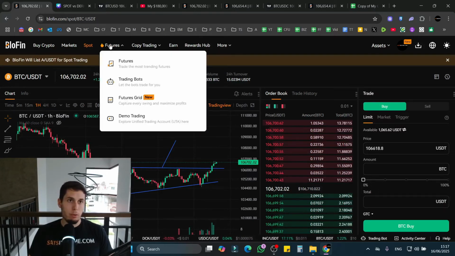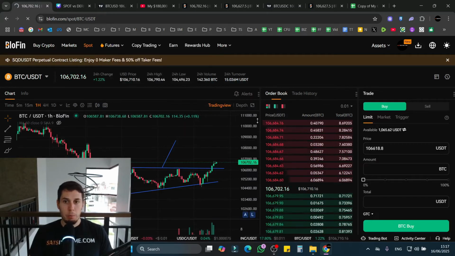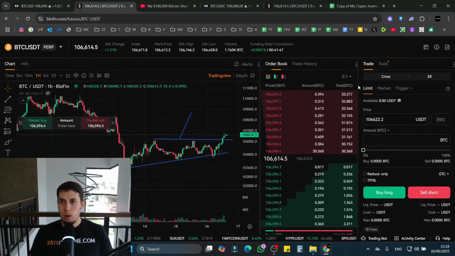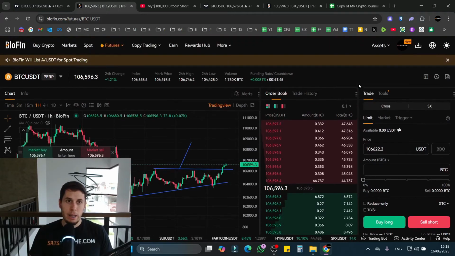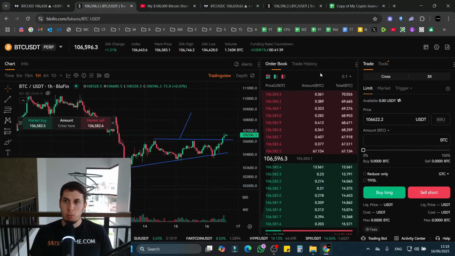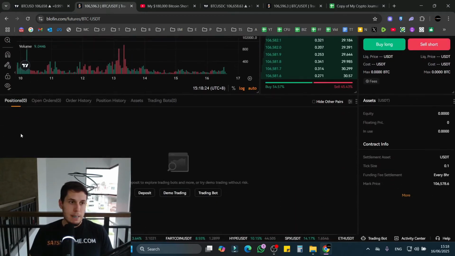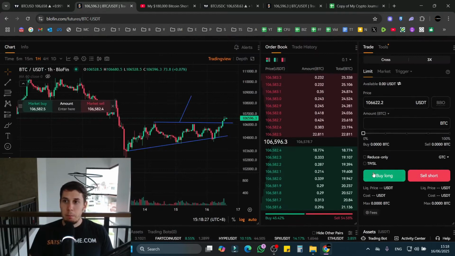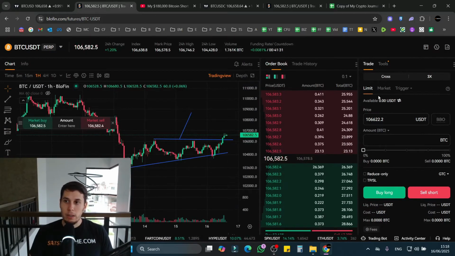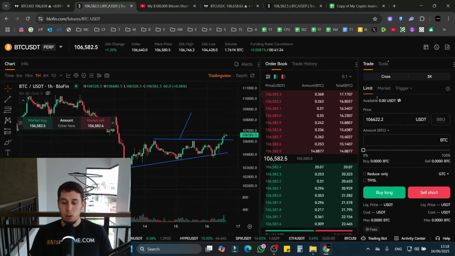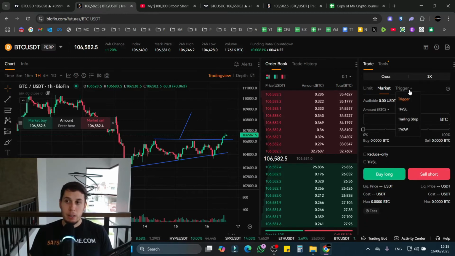All you have to do is navigate to the menu here where it says futures and open it. What do we have here? Well, it's pretty much the same as what you were looking at when we talked about spot trading. We have the chart, we have the order book, trading history. Here is the panel where you actually open the trades, and down here you will be looking at your positions. So let's start with the different types of orders right here. We have again limit order, market order, and trigger, but this time under trigger we have different options right here.